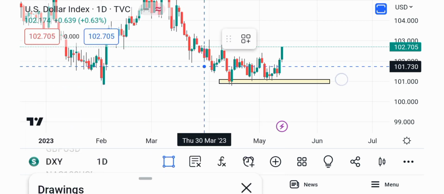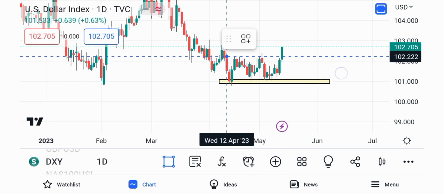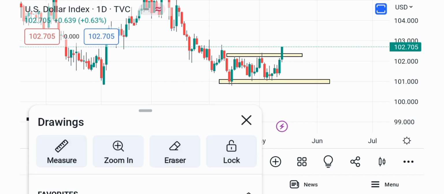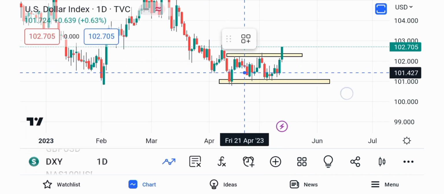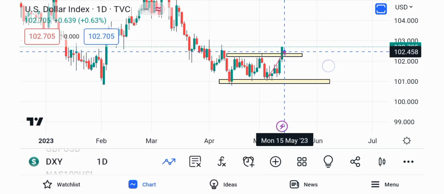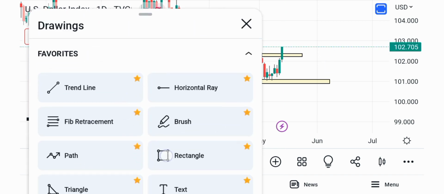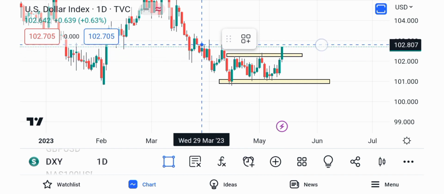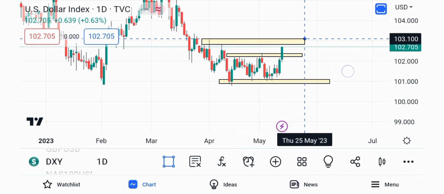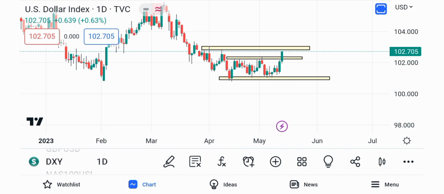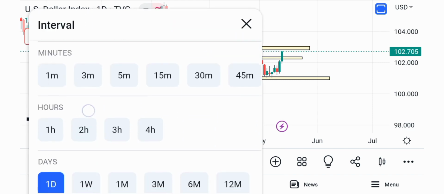Let me modify it a bit. You can also spot another level here, where we saw a breakout. We saw that price broke this particular zone upwards. So we can spot another key level here also. Now let's move to the lower time frame, that's the 4-hour time frame.